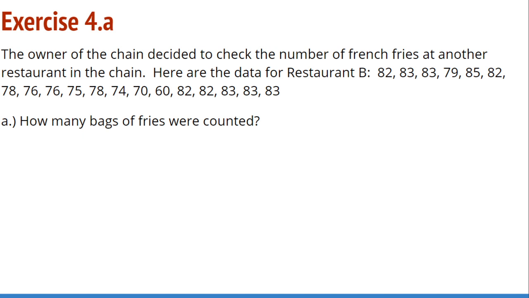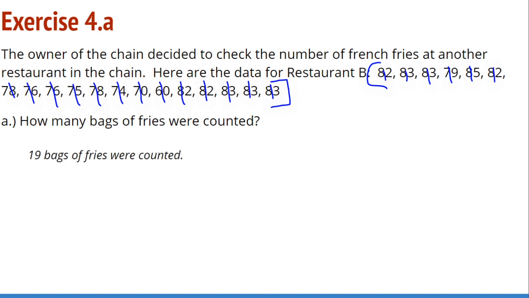So, the owner of the restaurant chain decided to check the number of French fries at another restaurant in the chain. So here are the data for restaurant B. So we've got their data set here. Now the first question is how many bags of fries were counted? Each of these numbers represents a bag of fries. 1, 2, 3, 4, 5, 6, 7, 8, 9, 10, 11, 12, 13, 14, 15, 16, 17, 18, 19. We counted 19 bags of fries.